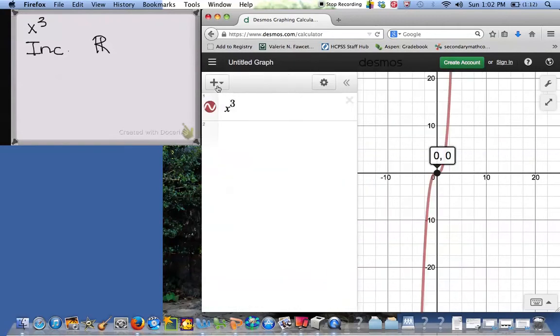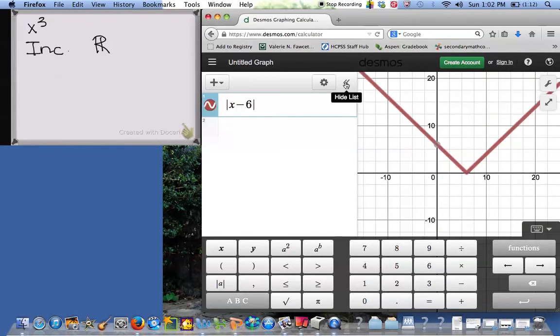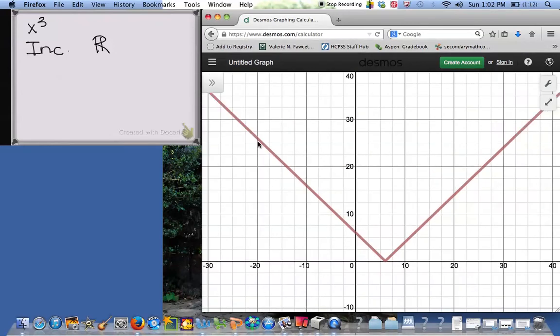Okay, how about an absolute value graph? What about the absolute value of x minus 6? So here's your curve, x minus 6. You guys know that this point here, 6, 0, is our absolute minimum. And as we work our way left to right, you can see that the graph is going down. Our y values are decreasing.